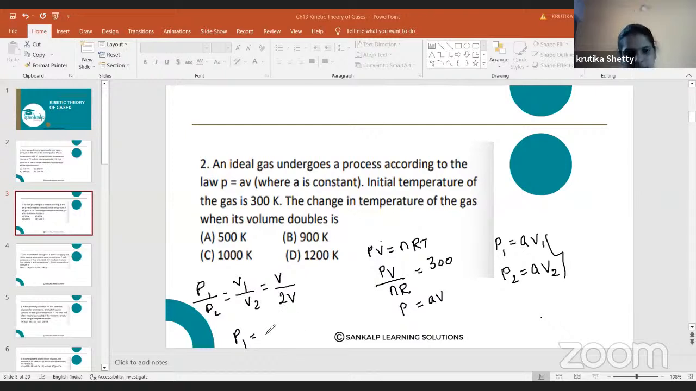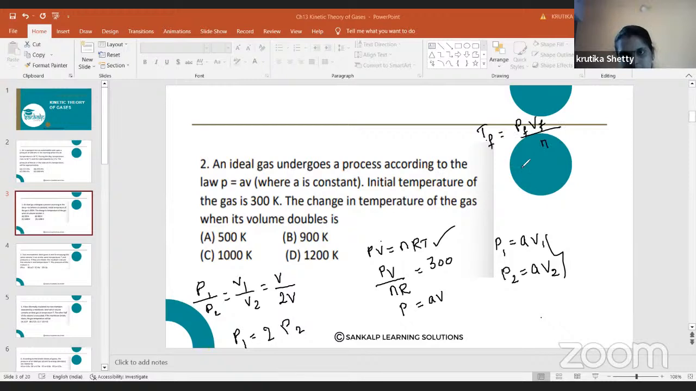Right. So here what we will do, we will just substitute. Your P1 is equal to 2P2, right? So now you can substitute in this equation, that is PV is equal to nRT. If you substitute, you will get the temperature. So if you simplify this further, P1 is equal to 2P2 is what we got. Now let us substitute. That is the final temperature TF is equal to PF VF divided by NR.